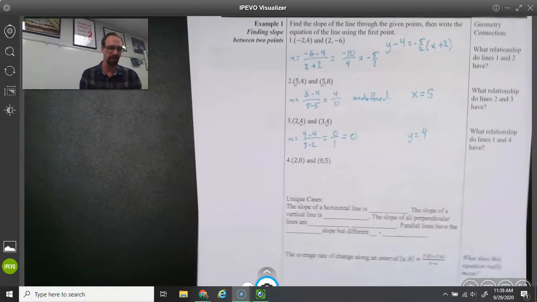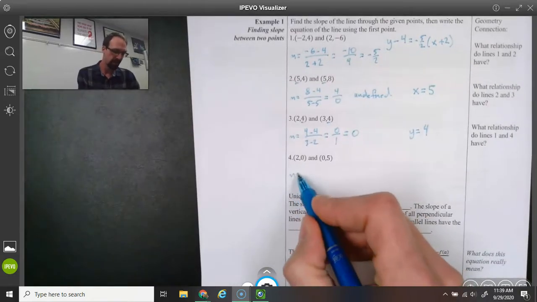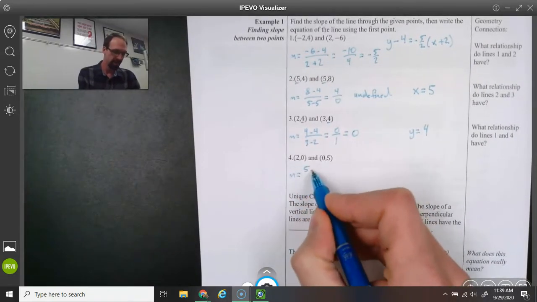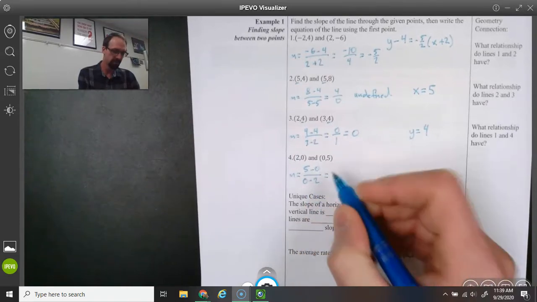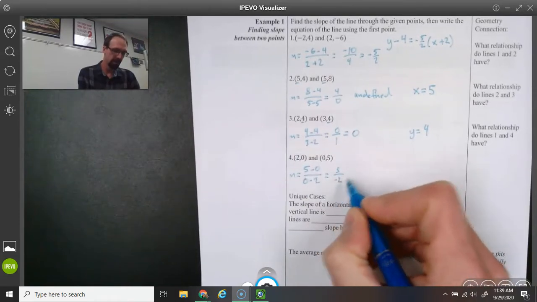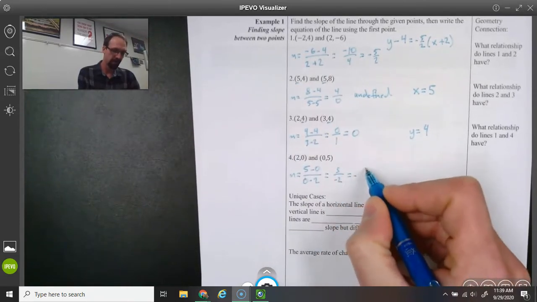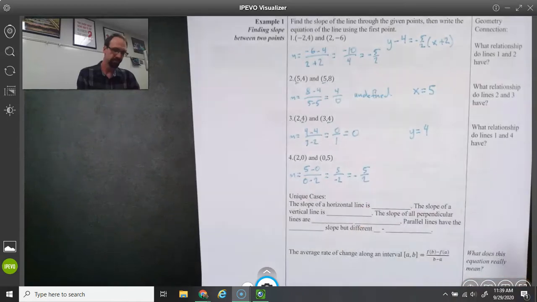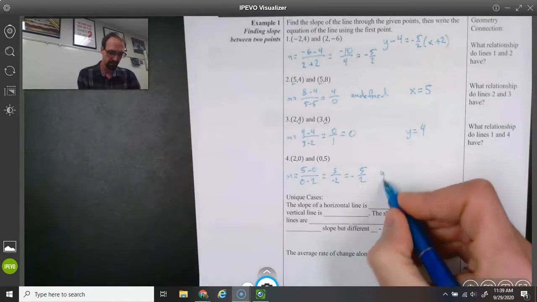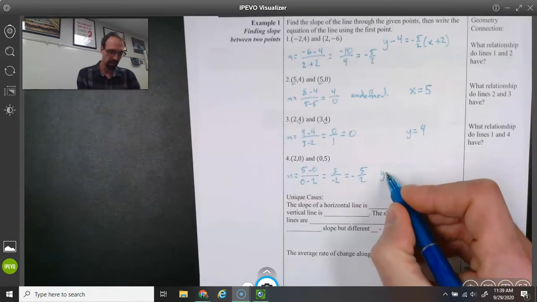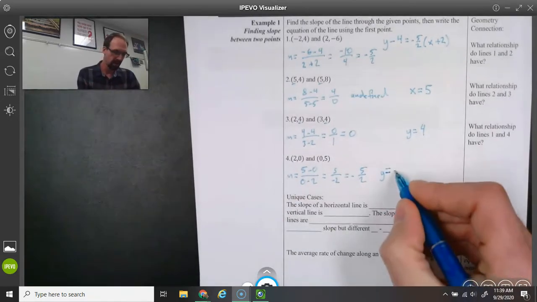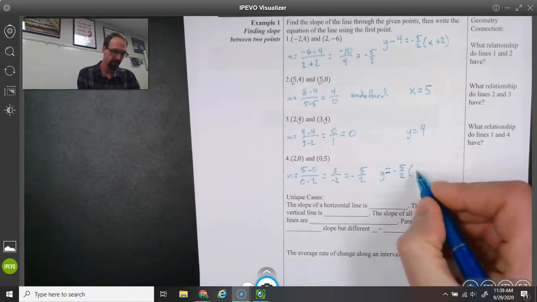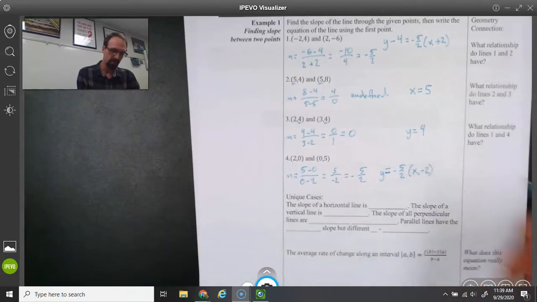And then for this last one, m equals 5 minus 0 over 0 minus 2, which is negative 5 halves. So this gives me y minus 0 equals negative 5 halves times x minus 2. We're not going to spread anything.